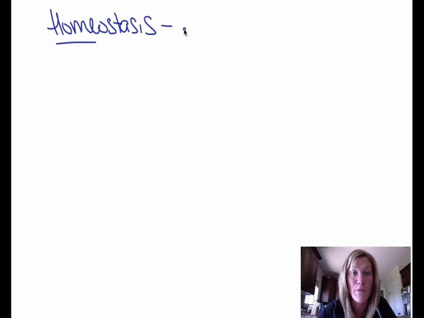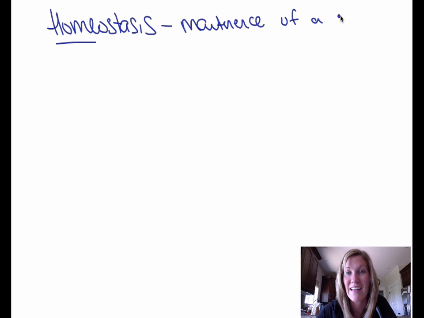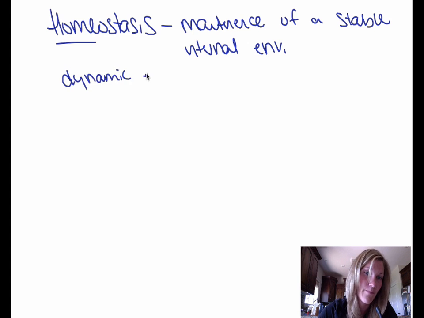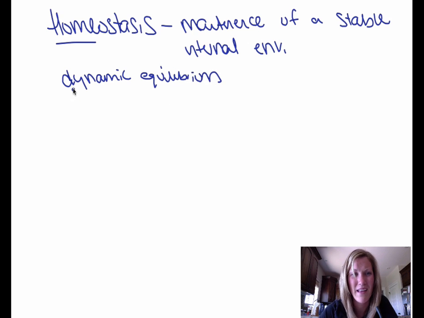So, homeostasis is the maintenance of a stable internal environment. Your body is in a constant state of dynamic equilibrium. What that means, dynamic, is you're constantly changing a little bit.